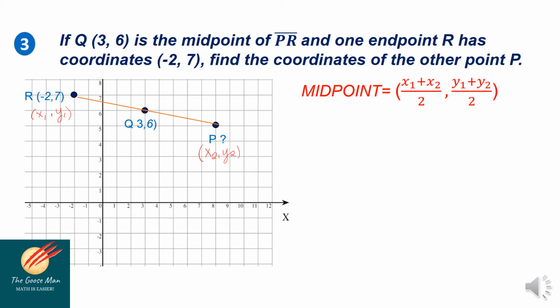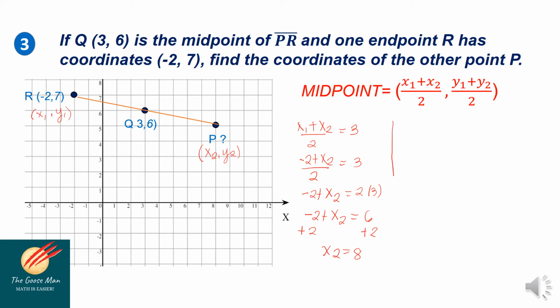So now we can equate x sub 1 plus x sub 2 all over 2 is equal to 3. Okay? So therefore, negative 2 plus x sub 2 all over 2 is equal to 3. Using the cross product, I have negative 2 plus x sub 2 is equal to 2 times 3. So simplifying further, I have negative 2 plus x sub 2 is equal to 6. And add both sides by positive 2. So x sub 2 is equal to 8.